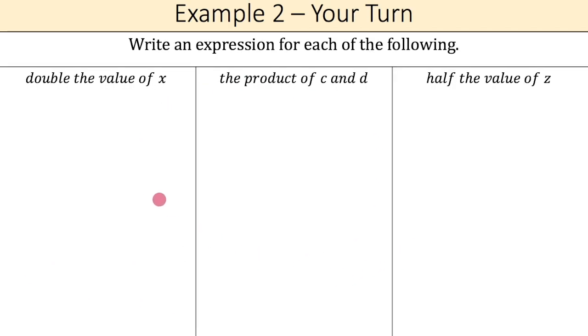So how did you go with these questions? Let's now answer them together. So we need to write an expression for each of the following. Double the value of x. So as soon as I see the word double, I know I'm going to be dealing with multiplication. So it's going to be 2 times x.